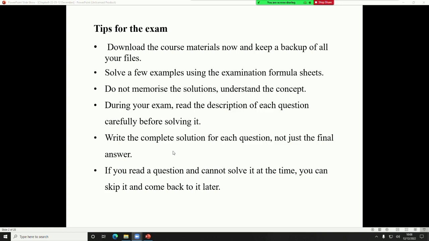As I said, they're all the same analytically. You use the same set of equations to solve all those four or five examination papers. So if you understand the concept, you can easily apply them.